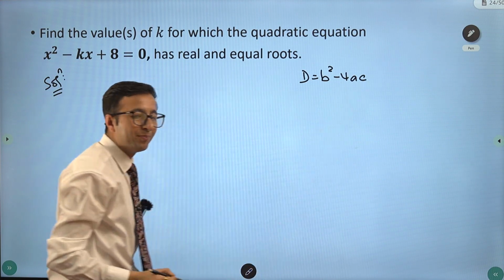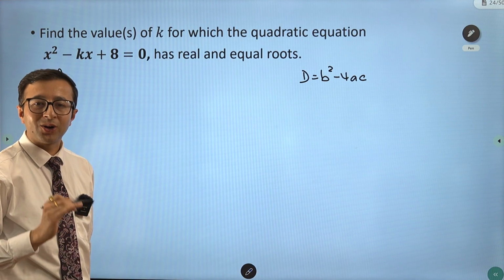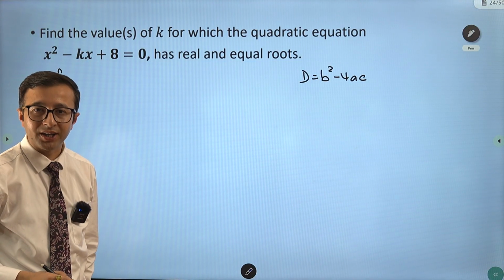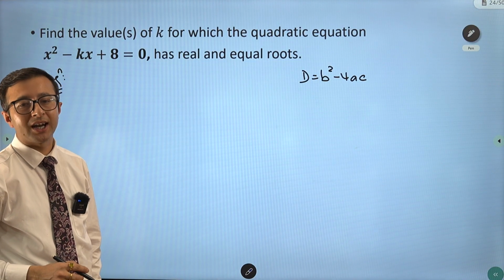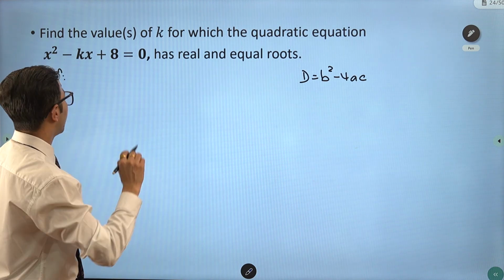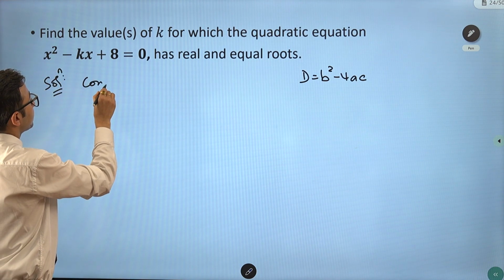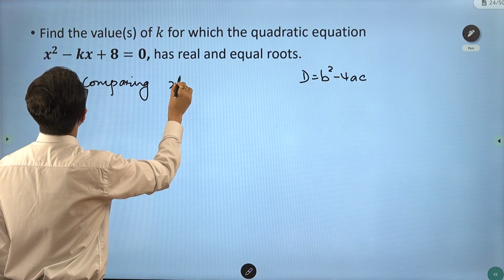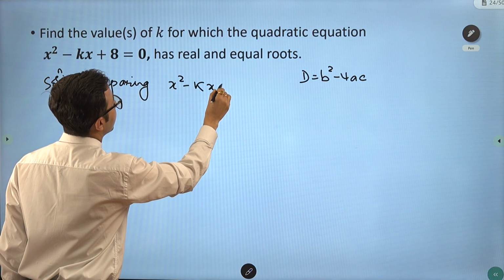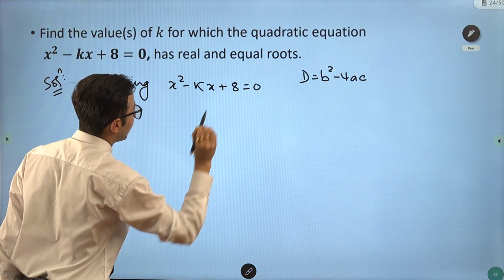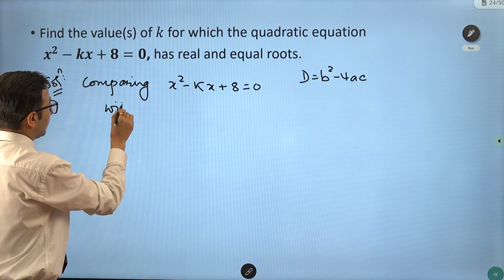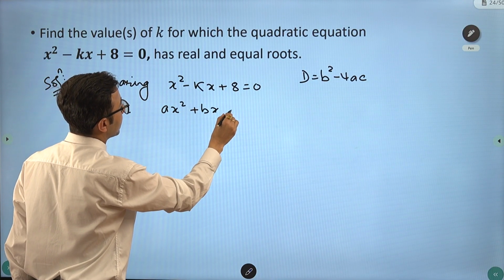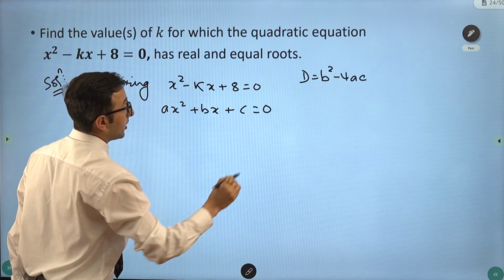And what are that a, b, c? a, b, c are the constants that we can obtain from the given quadratic equation by comparing with the standard form of quadratic equation. First we will compare this equation x square minus kx plus 8 is equals to 0 with ax square plus bx plus c is equals to 0.